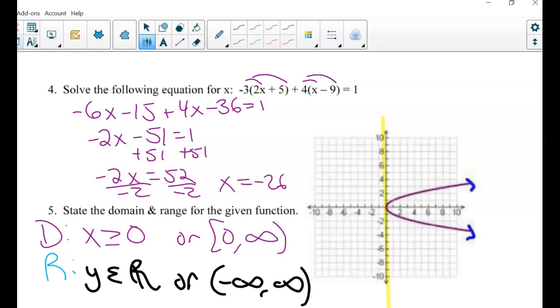The last one, you needed to find the domain and range of this entire graph. So domain is the furthest point to the left, the furthest point to the right. Furthest point to the left is this line right here. It starts at 0 and then it keeps going to the right. So you can write it one of two ways. X is greater than or equal to 0 because it's included at that point. Or square bracket 0 to infinity.